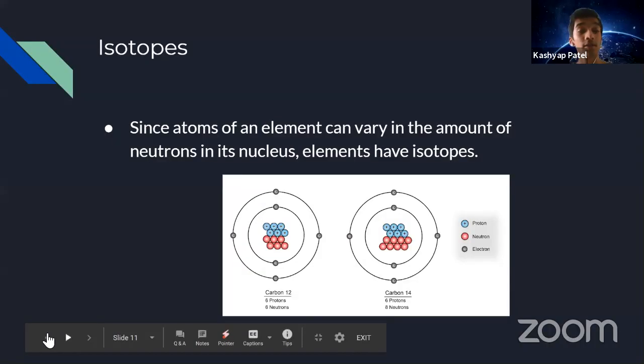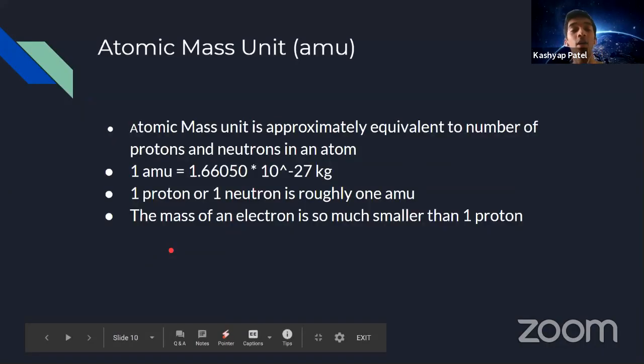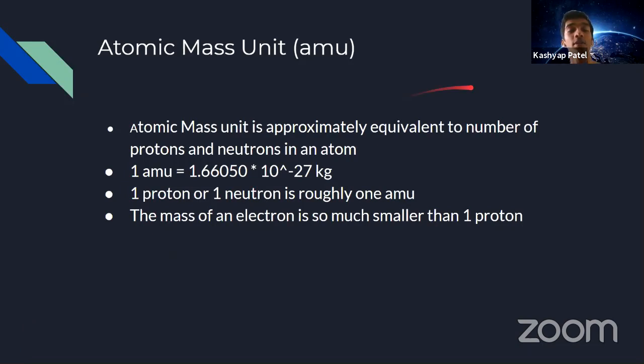Okay, next is atomic mass unit. An atomic mass unit is approximately equivalent to the number of protons and neutrons in an atom. The nucleus is composed of protons and neutrons, and atomic mass unit is roughly the number of protons and neutrons in an atom. Now, 1 AMU is roughly equivalent to this really small number here, but in simpler terms, we would just consider a proton to be 1 AMU and a neutron to be 1 AMU, because they're roughly this mass.